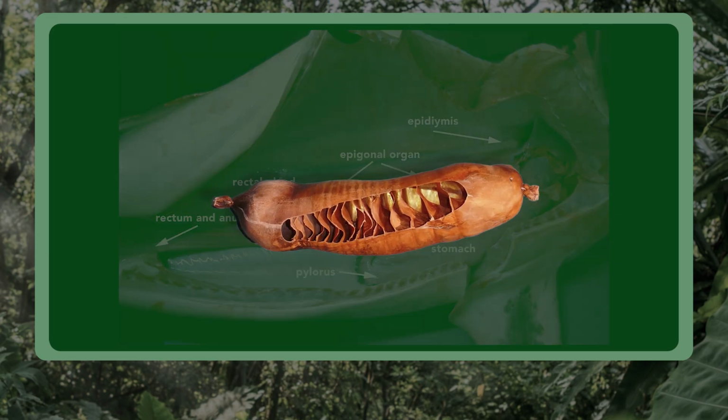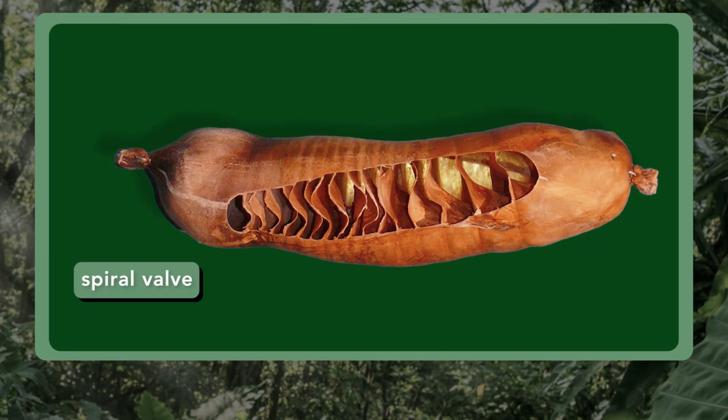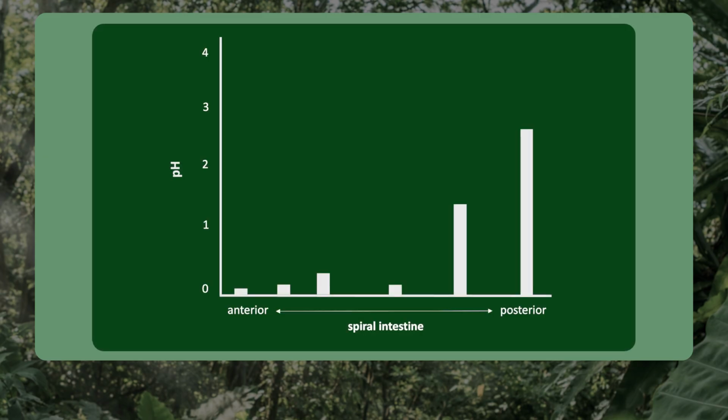The spiral valve is a special organ unique to sharks. It is a super compact way to have an intestine, ensuring that the shark remains hydrodynamic while still having a lot of surface area for absorption. It's kind of like a spiral staircase, but in intestine form. The spiral intestine in sharks has very different conditions in the anterior portions compared to the posterior portions.